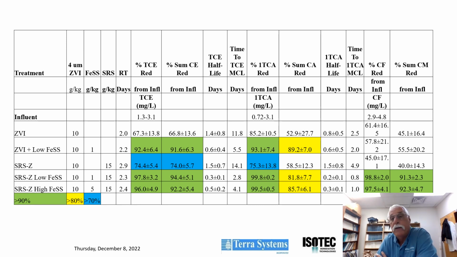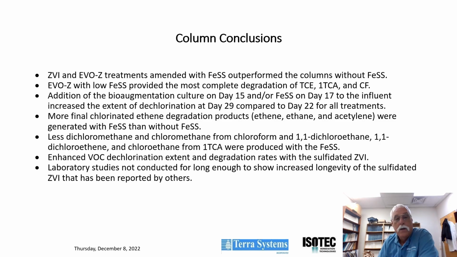The highest chlorinated methane chloroform degradation was with the SRS Z and low ferrous sulfide. Again, the FeS increased the chlorinated ethane removal over the ZVI or SRS Z columns.